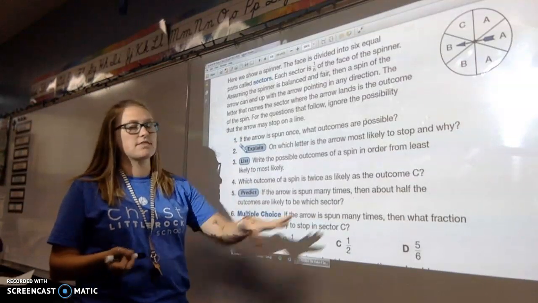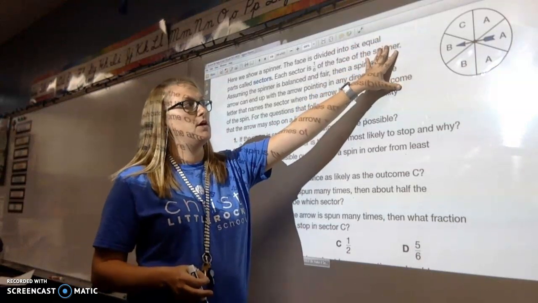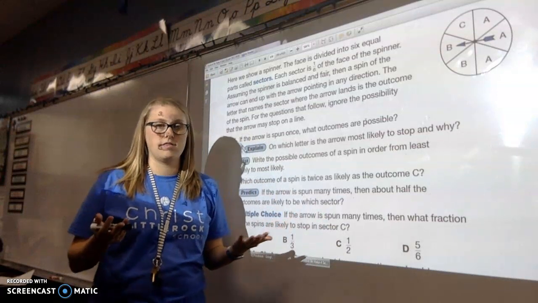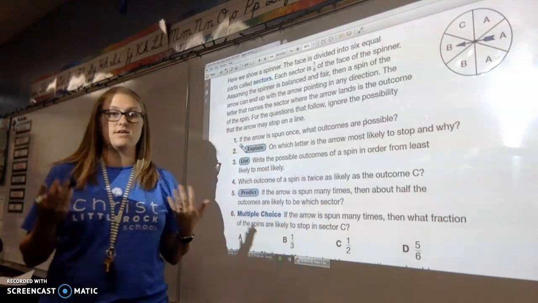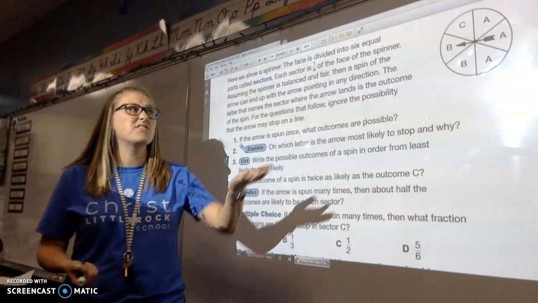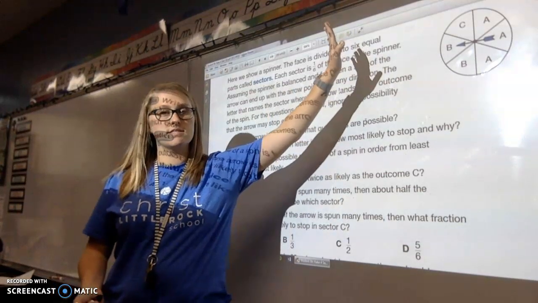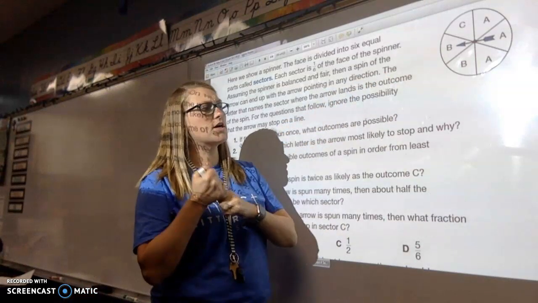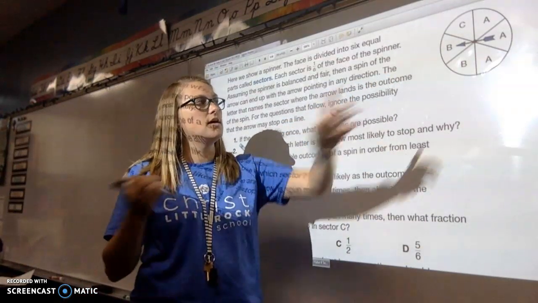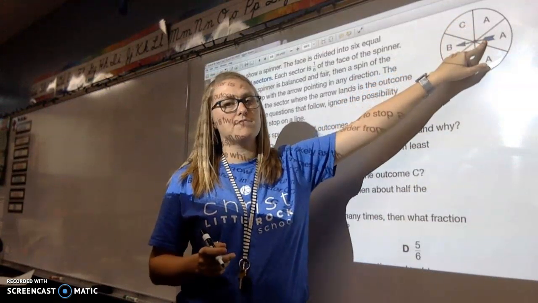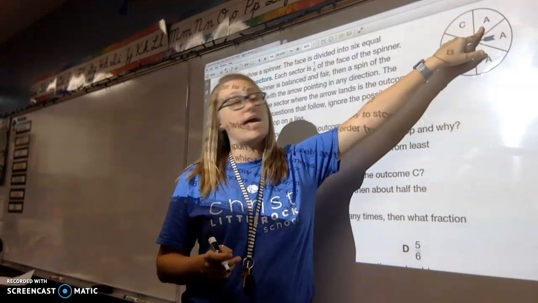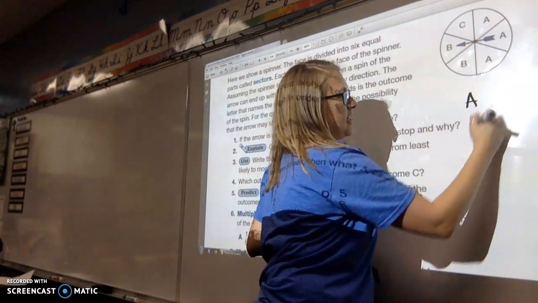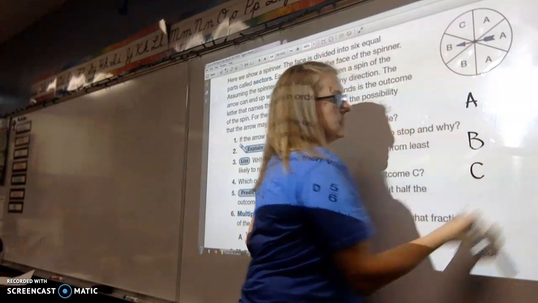So let's take a look at this spinner up here in the corner. Probability is what is the probability that it will land on a certain thing. On this spinner, if I spun it, we're trying to figure out the probability for each thing. I'm going to make a list of all of my options. It could land on an A, a B, or a C. So my list would be A, B, C.